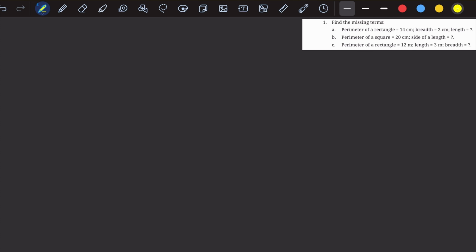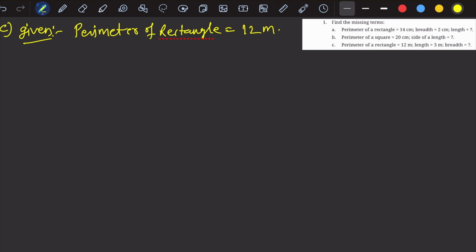Now we will solve the C part. What is given in the C part? Perimeter of a rectangle. Okay, here we have given section perimeter of rectangle, which is 12 meter, and we have given here length equals to 3 meter. Now we have to find out breadth.